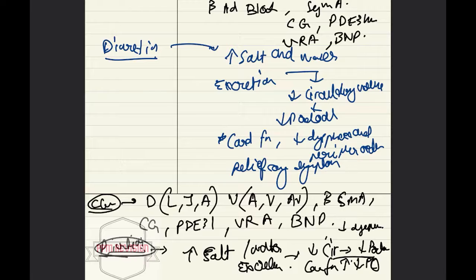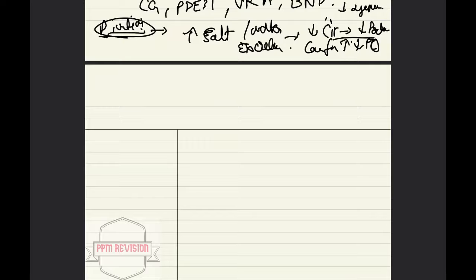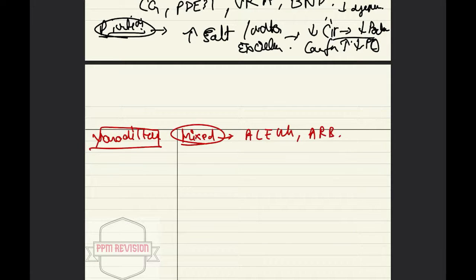Now moving ahead, we'll be looking at the vasodilators. In case of the vasodilators, there are mixed arteriolar and venodilators, and arteriolar dilators. Under mixed there are ACE inhibitors, ARBs, as well as sodium nitroprusside. And together they reduce the preload as well as the afterload.